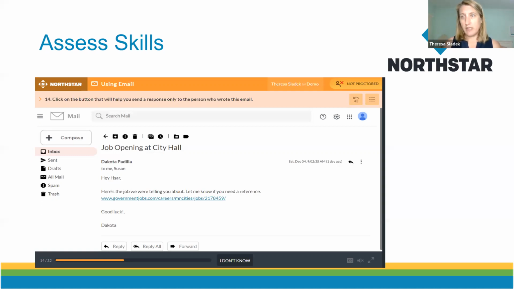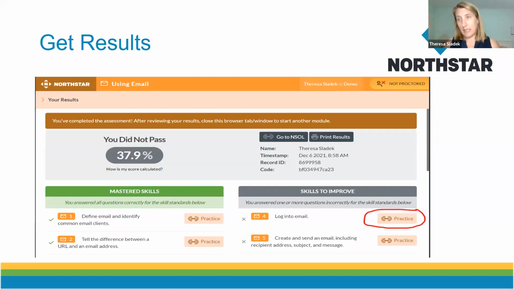The thing about the Northstar assessments is they are scenario based for the most part, and they actually have people show that they know the skill. So it's not multiple choice, it's not true false. They're actually having to perform the skill in the assessment. Once they take the assessment, they'll get a results page that will tell them how they did.